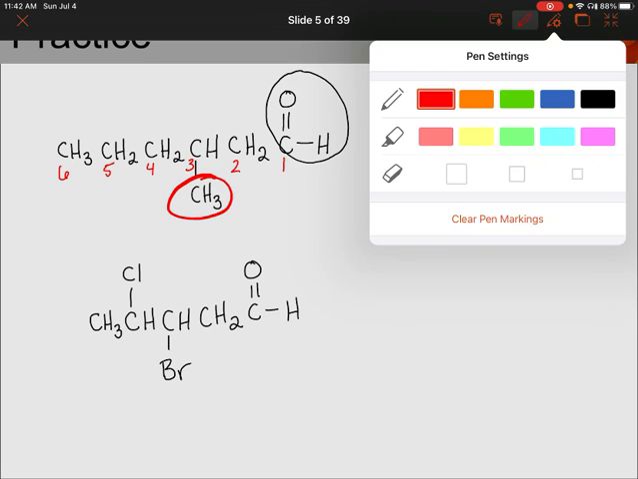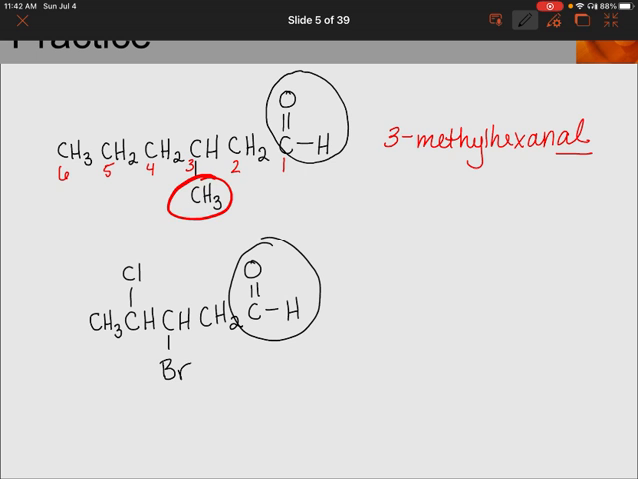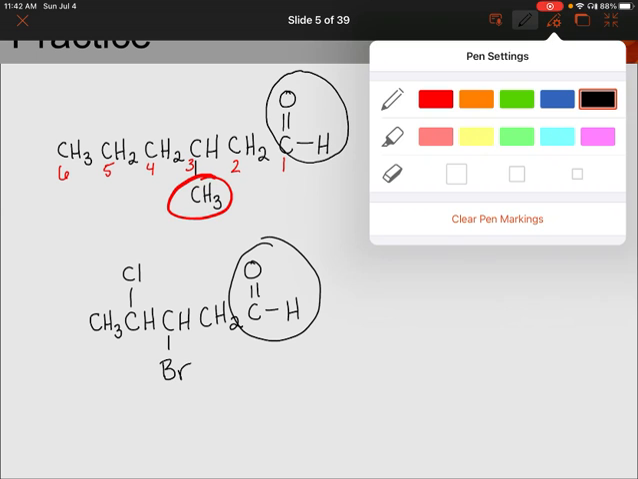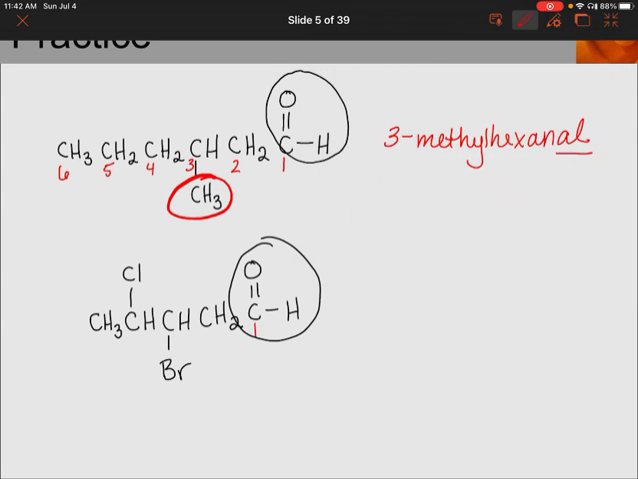Now down below, I can also see we've got our aldehyde group on the end of the molecule. So that is carbon 1. And we're just going to go down the chain. Okay, so we've got 5 carbons. So normally that would be pentane, but because this is an aldehyde, it's pentanal. Now here we have 2 groups attached. We have a bromine on carbon 3 and a chlorine on carbon 4.